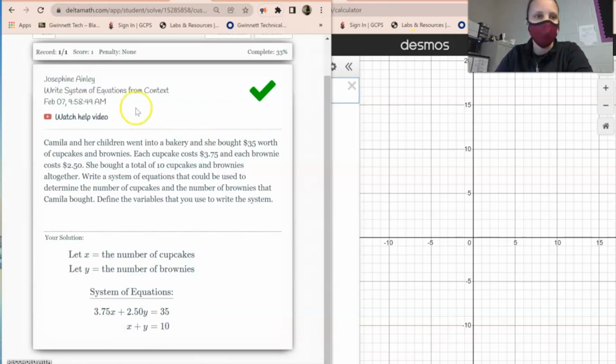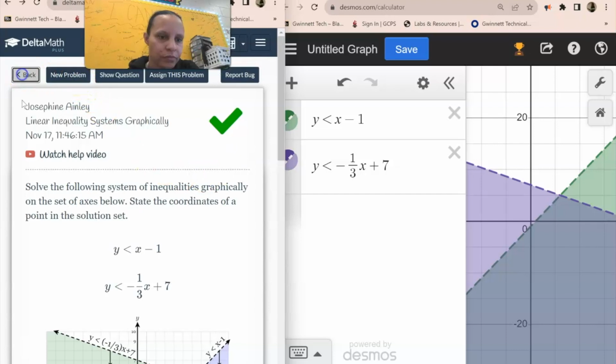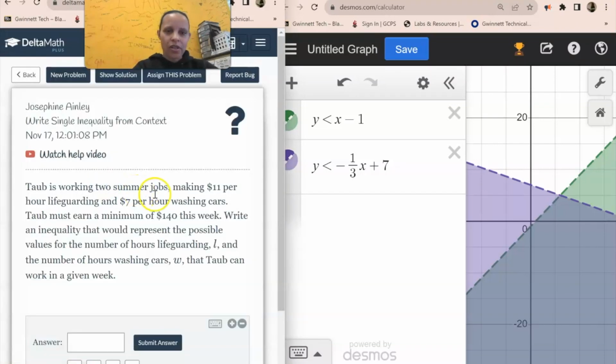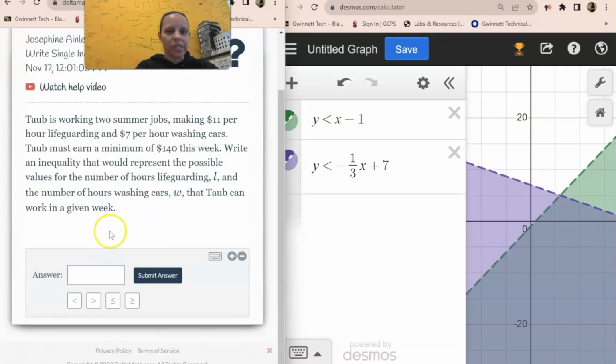Okay. All right. So after that one, we'll take a look at write single inequality from context. Okay, this, obviously, I can't put this in the calculator. It's not going to do it for me. I have to read it.